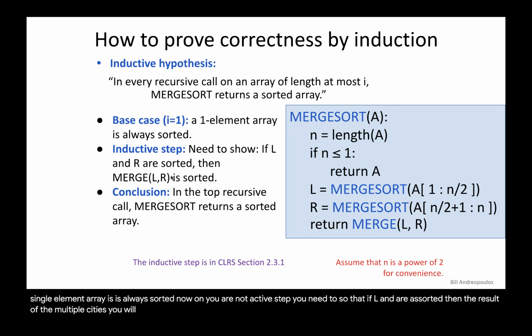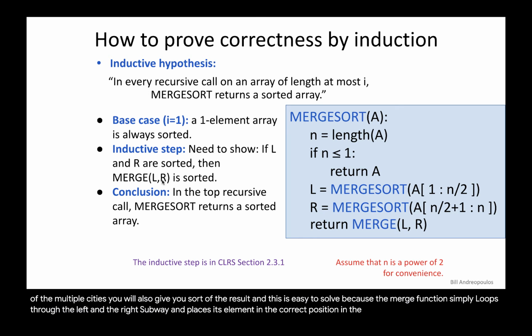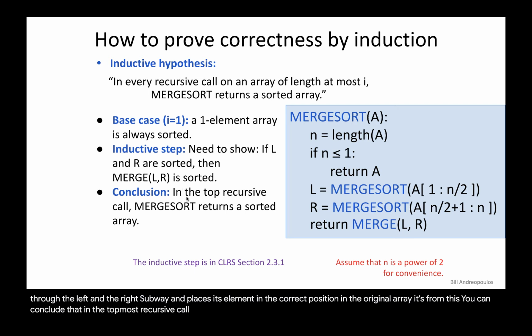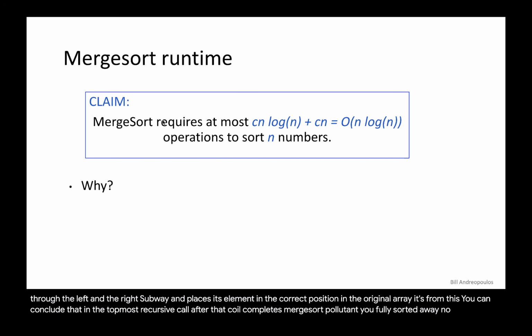Now your inductive step is that if L and R are sorted, then that means that the result of merging L and R is always sorted. And this is easy to show because the merge function simply loops through the left and the right subarrays and places each element in the correct position in the original array. And from this you can conclude that in the topmost recursive call, after the recursion completes, merge sort will give you a fully sorted array.